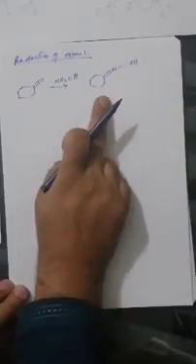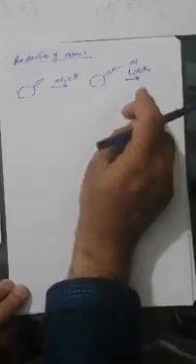Now we'll study the reduction of oximes. What are oximes? When ketones react with hydroxylamine, you get carbon double bond nitrogen OH compounds. These are called oximes. So whenever an oxime reacts with lithium aluminium hydride, it is also reduced into an amine.